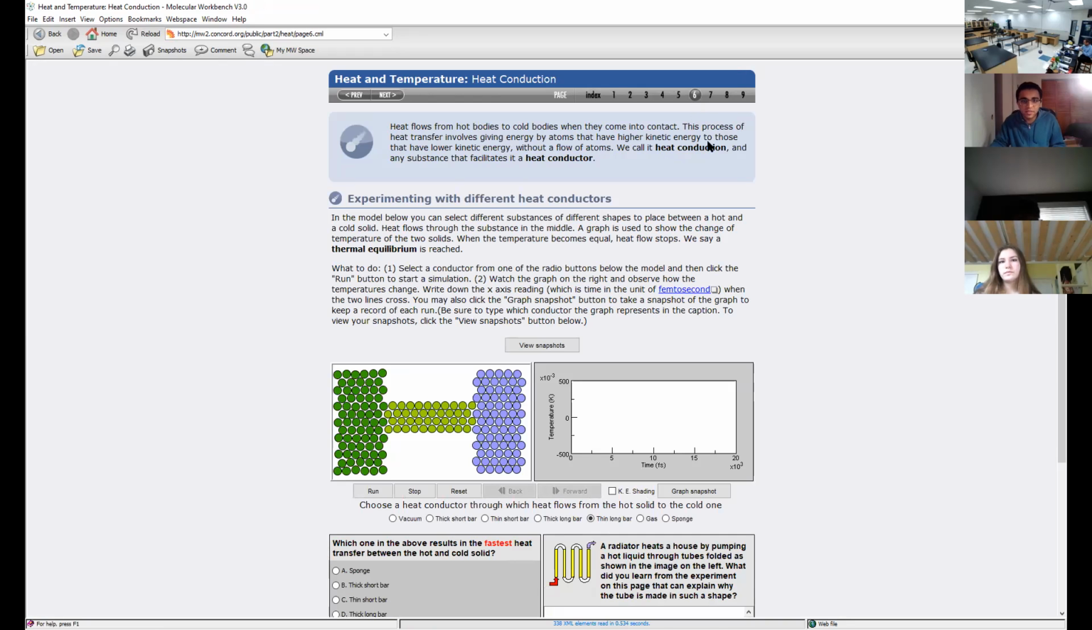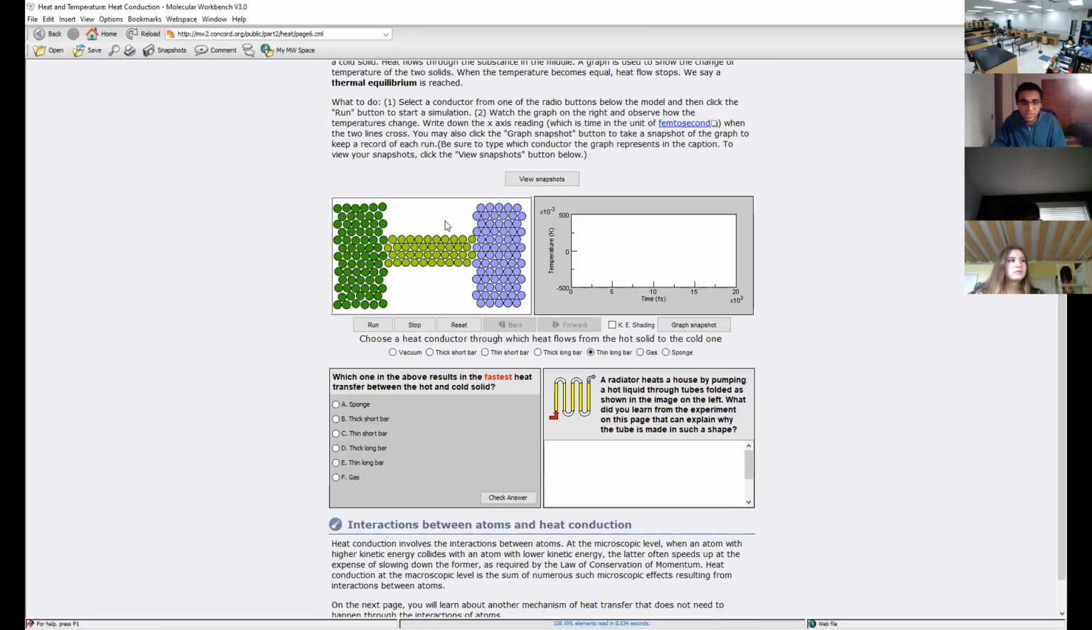All right, so here they talk about heat conduction. And so the process of heat transfer is giving energy by atoms that have higher kinetic energy to those that have lower kinetic energy, right? And so it goes back to the idea that there are differences in temperature, differences in the kinetic energy. And so when the temperature becomes equal, the heat flow will stop and then thermal equilibrium will be reached. And so they're going to show that in this demonstration.